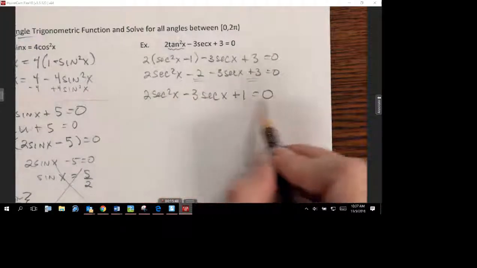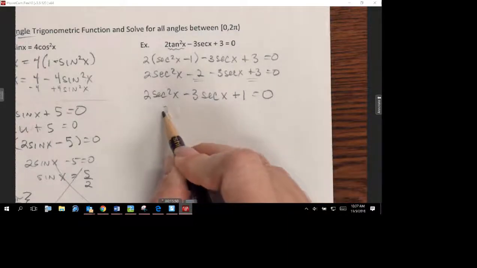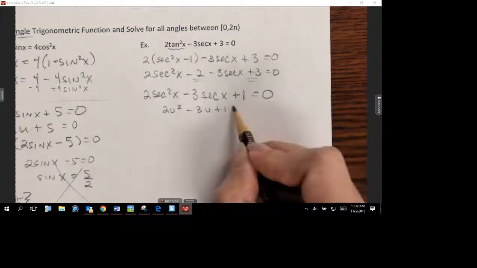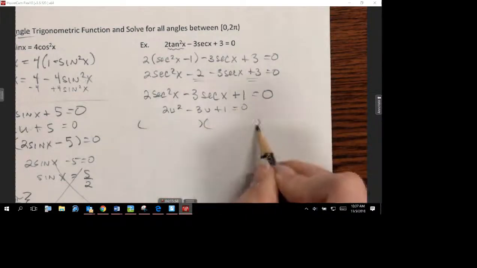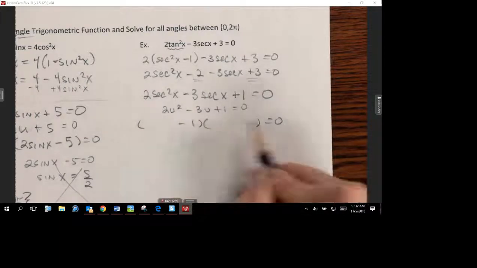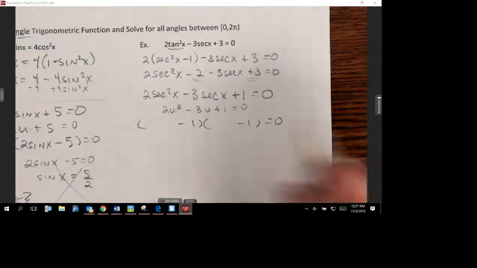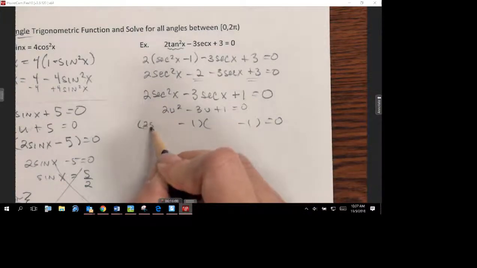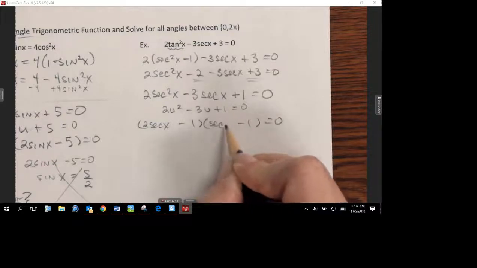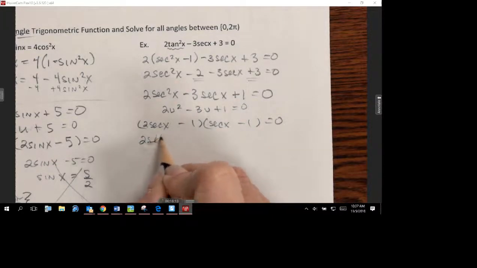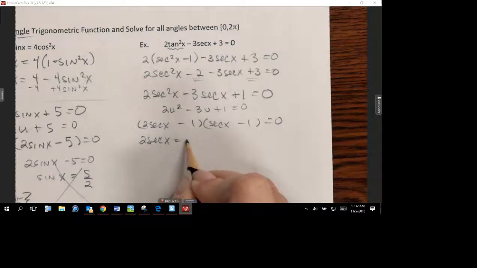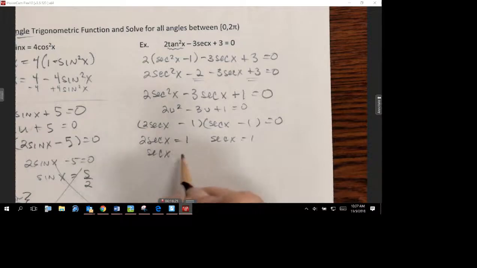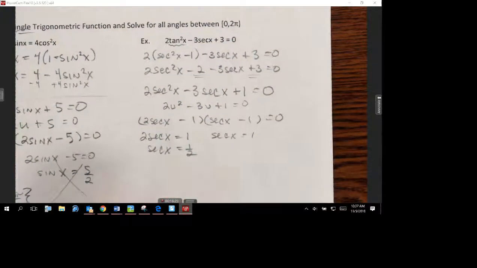So if this is hard to look at and figure out how to factor, you could look at it being like 2u squared minus 3u plus 1. You're going to have to factor it. It's a trinomial. We're going to have a minus 1 and minus 1 for both of them. And then the first term is going to be like a 2 and a 1. So 2 secant x and 1 secant x. Then we set each equal to 0. We're going to solve each factor.